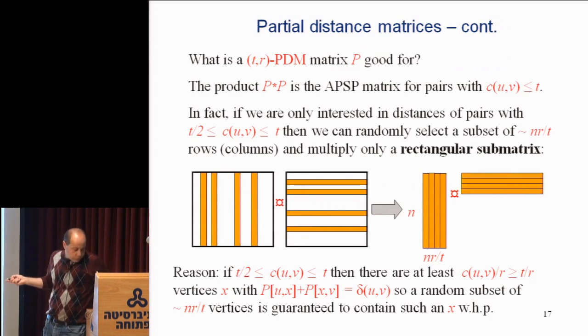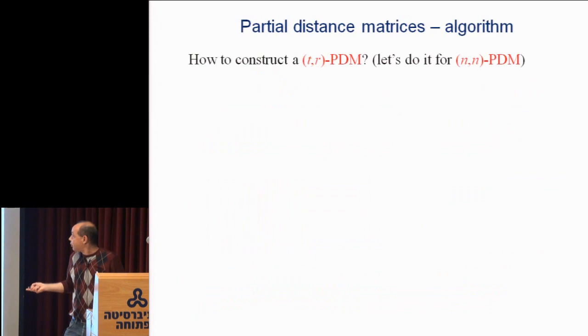No, if it's less than T over 2, then it won't suffice to take this many rows. You won't have a witness there. Okay, this is the reason that you want to bound it from above and from below.